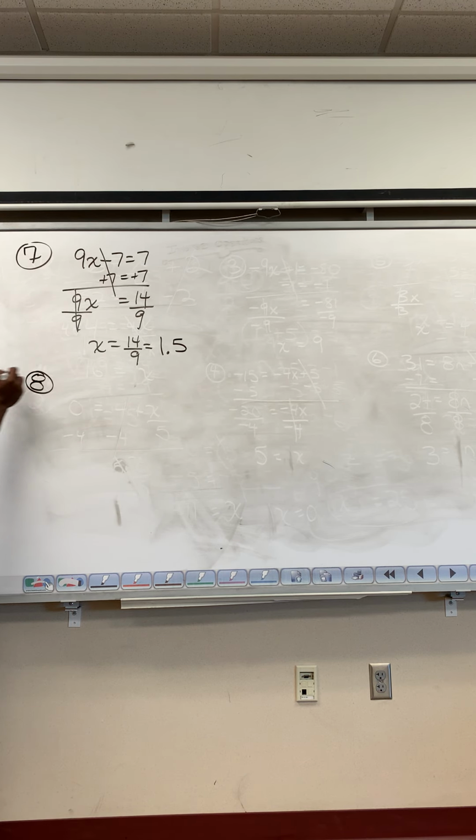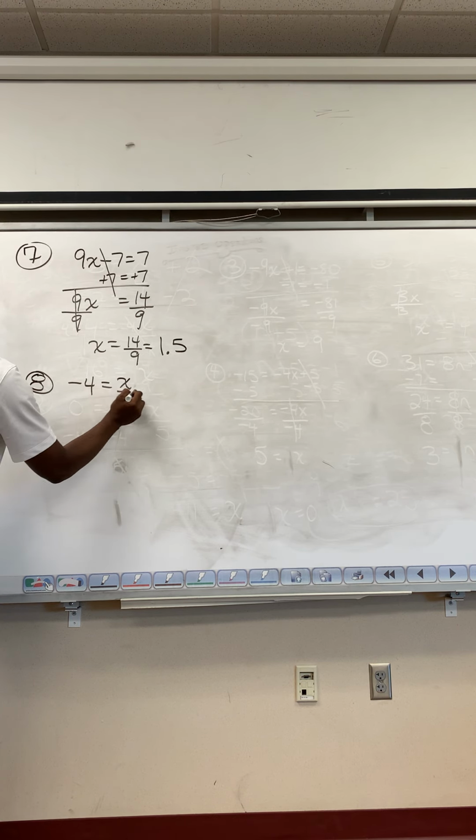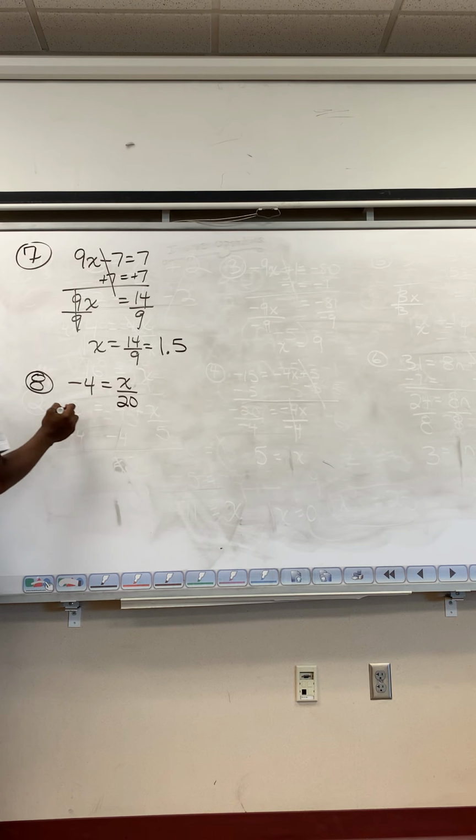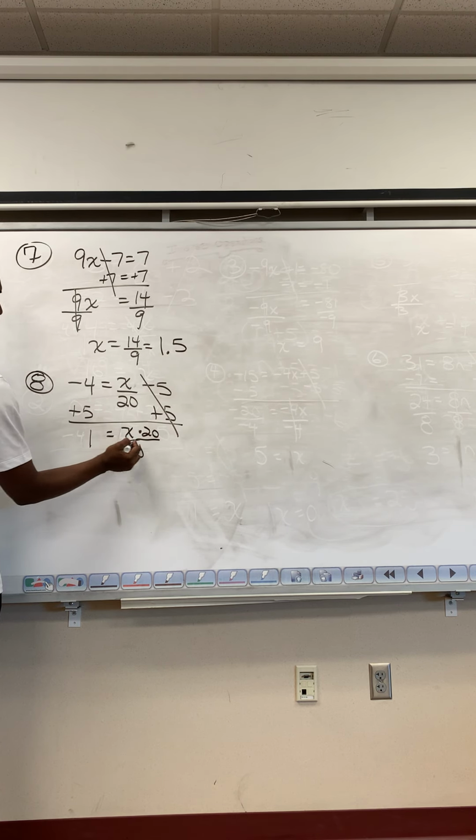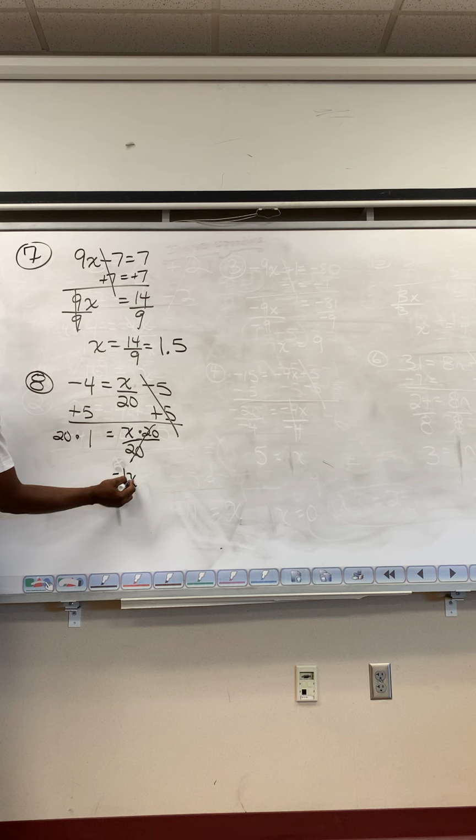Number 8. Number 8 is -4 is equal to x divided by 20 minus 5. I'm going to add 5 on both sides. That's going to leave us with 1 is equal to x divided by 20. That becomes 0. Then we'll multiply both sides by 20. That across will become 1. Leaves us with 1x is equal to 20. Don't need the 1. Still moving.